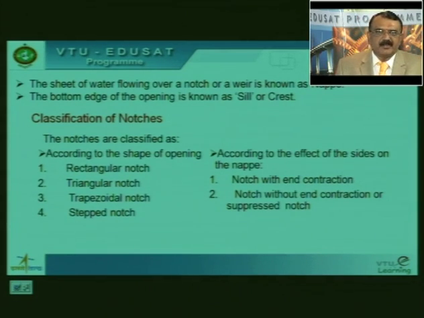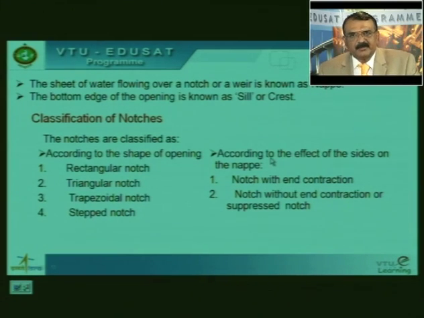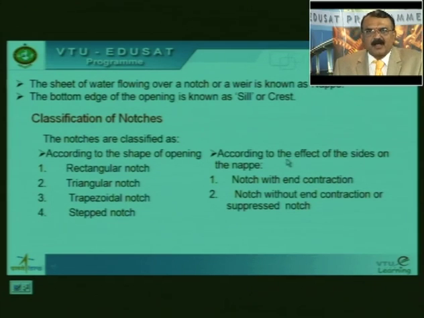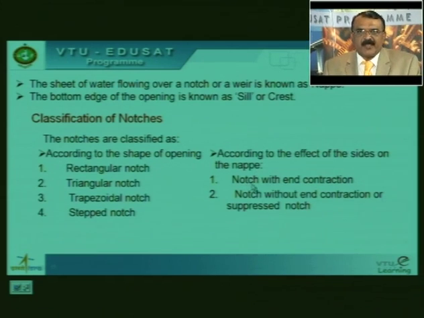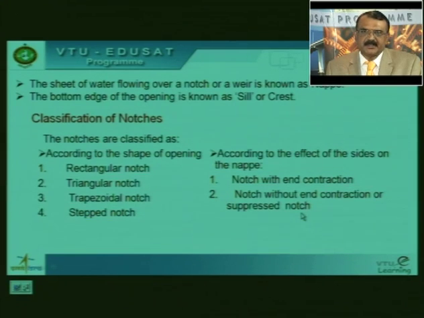Again I repeat, based on the shape of the notch, we have a rectangular notch, triangular notch, trapezoidal notch, and stepped notch. Then this is very important. This is the first time we are introducing these terminologies. According to the effect of the sides on the nappe, we have a notch with end contraction and a notch without end contraction, also called a suppressed notch. We will see them one by one.